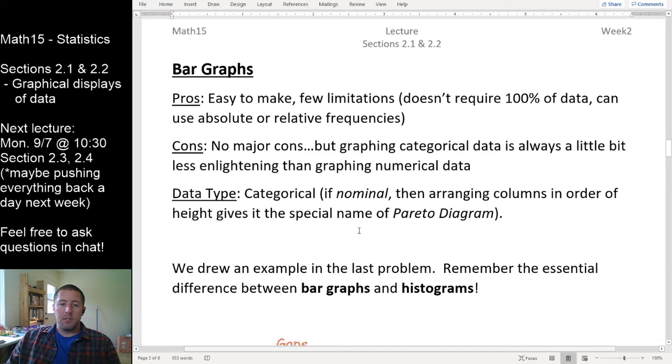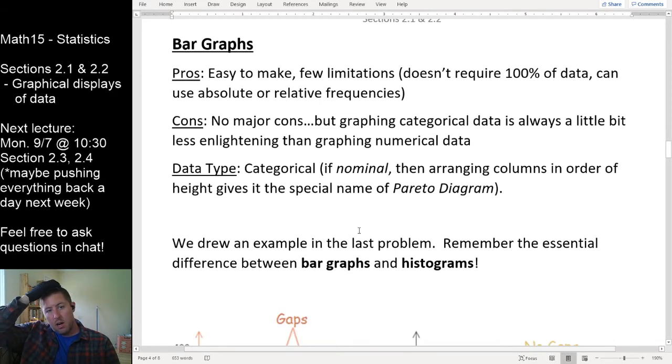Bar graphs. We've already talked about these. I'm not going to draw any new ones right here. The good thing about bar graphs is that they're really easy to make. You just saw me whip it out right there. I even made some mistakes, went back, fixed it. It was easy. There's really few limitations on bar graphs.